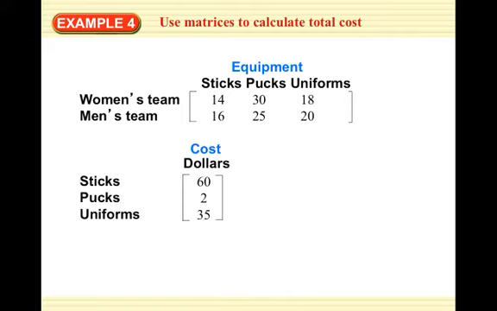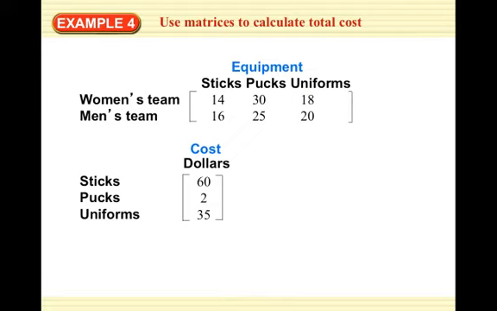Our cost, you're going to list in order to match up with the columns of the equipment matrix. Since the first column is sticks, you want the first row in your cost matrix to be sticks. Since the second column in your equipment matrix is pucks, you want the second row in your cost matrix to be pucks. And since the third column is uniforms in your equipment matrix, you want the third row in your cost matrix to represent uniforms.